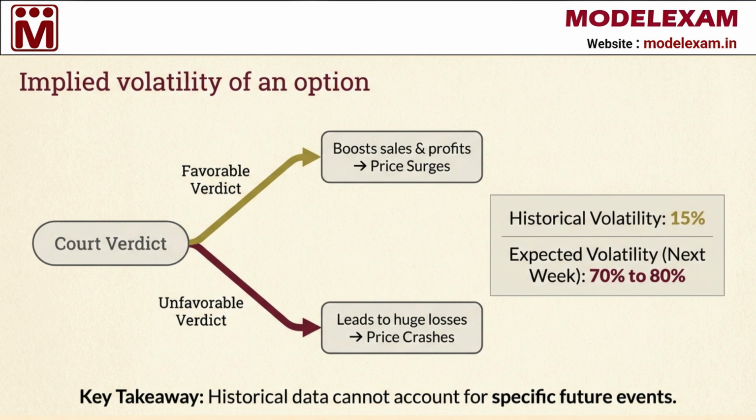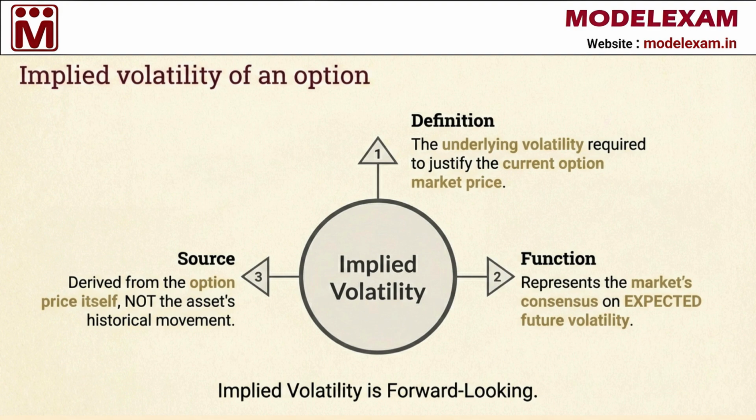Because of this uncertainty, the expected volatility for next week might jump from 15% all the way up to 70 or 80%, which shows us that historical data simply cannot account for specific future events. This brings us to implied volatility, which is a forward-looking measure. It is the underlying volatility that is required to justify what an option is currently trading for in the market.